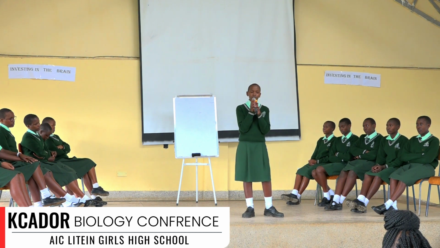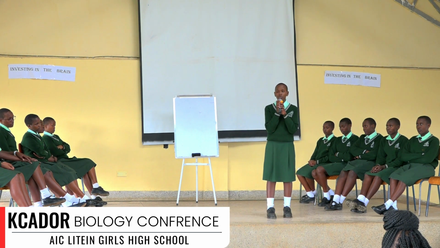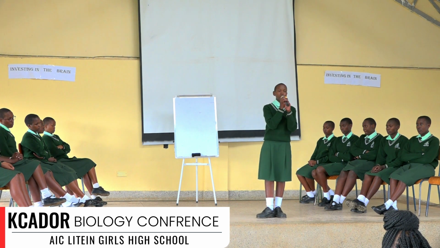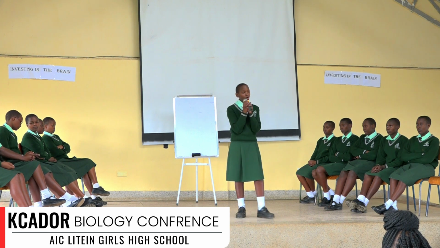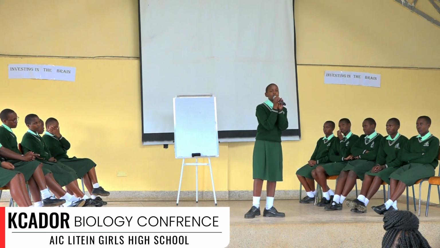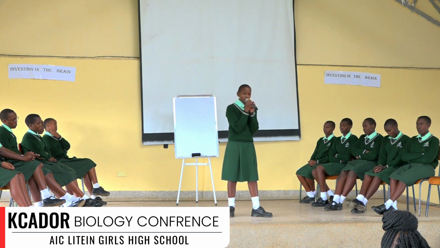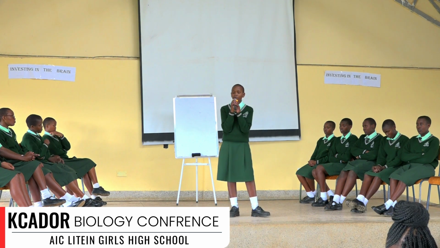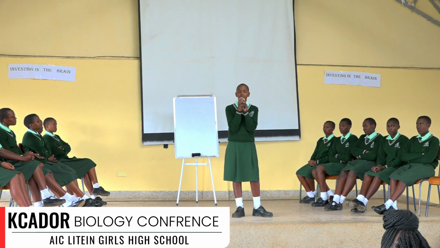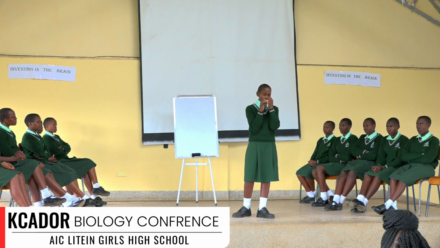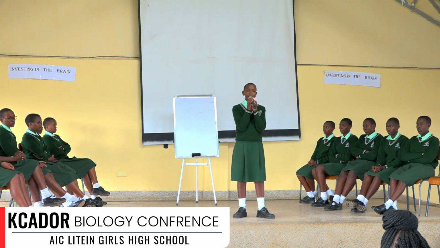Then we move straight into diseases. We have the bacterial diseases, the viral diseases, and the protozoan diseases. We start with the bacterial diseases, that is cholera and typhoid. The causative agent of cholera is called Vibrio cholerae. The signs and symptoms of cholera are diarrhea, fever, and headache. It can be prevented and controlled by proper hygienic conditions and treated with antibiotics. The same applies to typhoid.